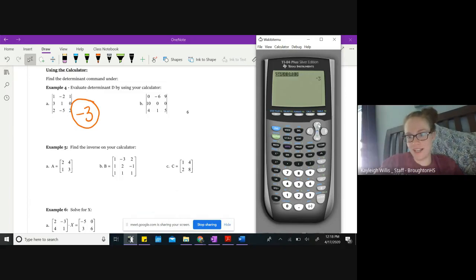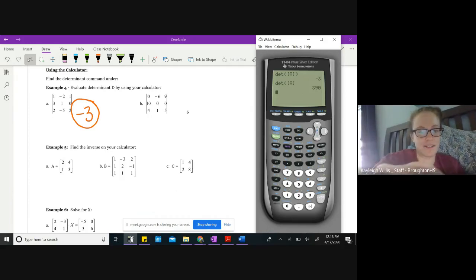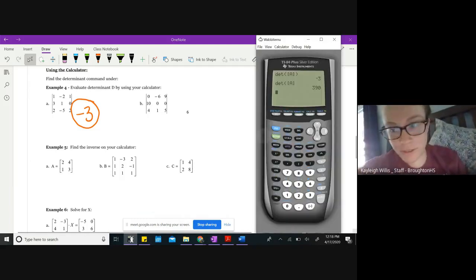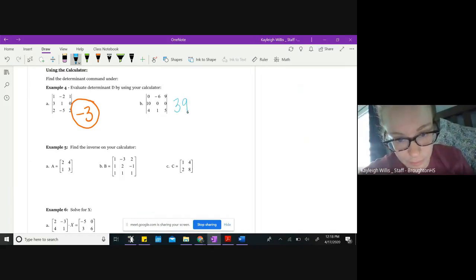I typed it in. You can technically scroll up there since we put it in A and just hit enter. But for those people that still need to see it, second matrix, scroll right to math, enter, and then I have to do second matrix again, enter, enter. And I don't know how I end up typing that 6 there. That 6 isn't supposed to be there, but it showed up. And my answer was 390. Whoop, whoop.